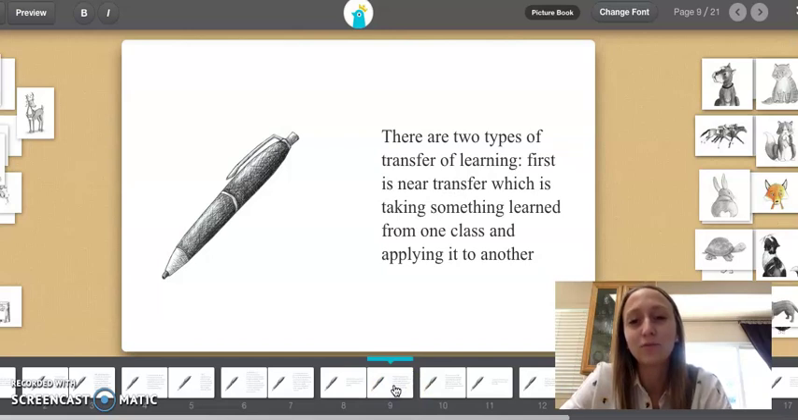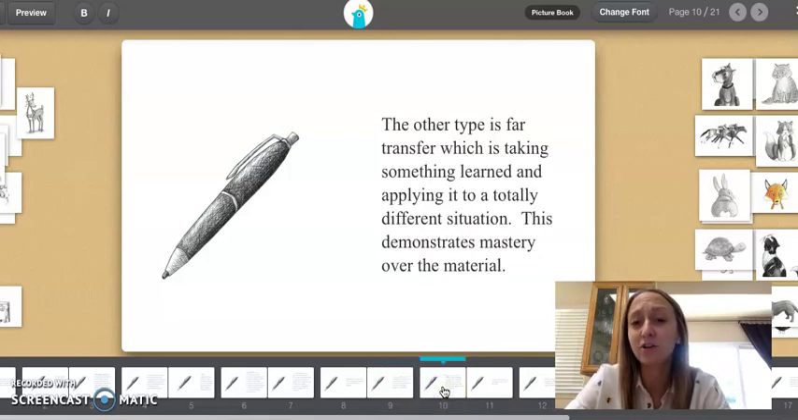There are two types of transfer of learning. The first is near transfer, which is taking something you've learned from one class and applying it to another. Like taking your statistics class and being able to apply that knowledge of how to read statistics in a science class. So it's a close, from one class to another sort of thing.